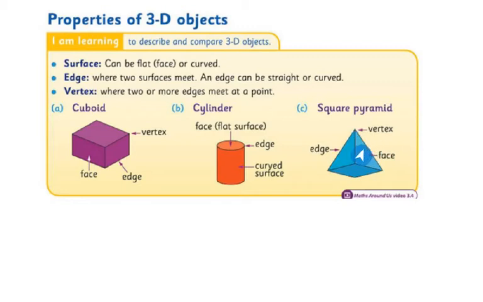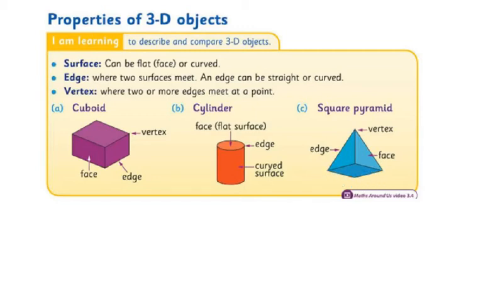And the face, is it flat or is it curved? It is flat. Very good. And it's a triangular face. So you're probably wondering, why is it called a square pyramid? Well, this pyramid gets its name from the shape of its base, which is a square.